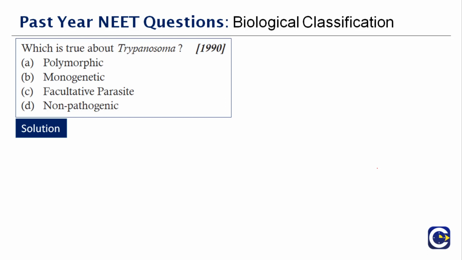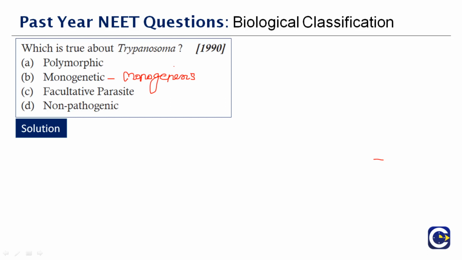Here it usually resembles the flatworms, where monogenetic resembles flatworms that ordinarily live as ectoparasites on a single host throughout their entire life cycle. So Trypanosoma is not like that. What do you mean by facultative parasite? Facultative means this and that. It can survive without a host or with the host. Non-pathogenic, obviously Trypanosoma is pathogenic.